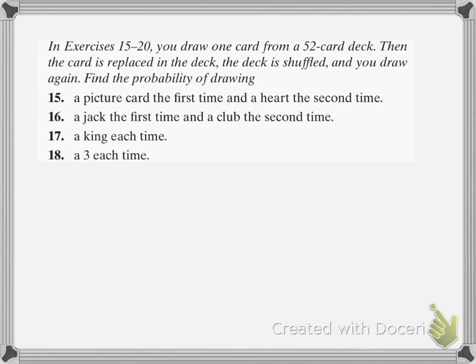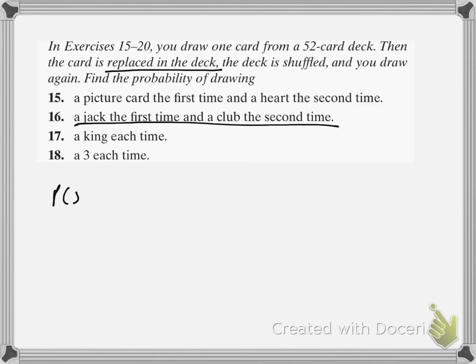Let's look at number 16. You draw one card from a 50-card deck, then the card is replaced in the deck, it is shuffled, and then you draw again. It's important that the card is replaced. The reason why it's important is because if I draw a card out and then put it back and draw again, these are independent events because I haven't reduced the number of cards in the deck and I haven't reduced the number of, say, kings in the deck. And so these are independent events. So look at number 16. A jack the first time and a club the second time. And since we replaced the card in the deck, these are independent events.